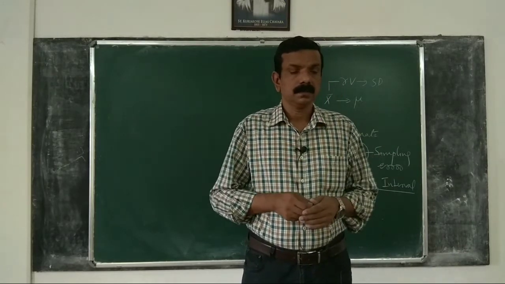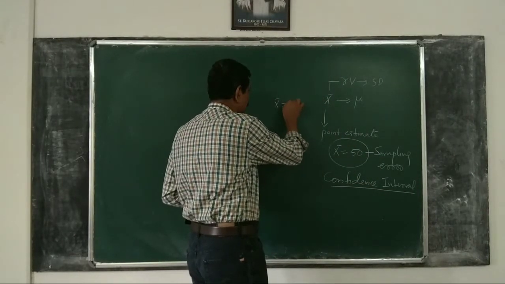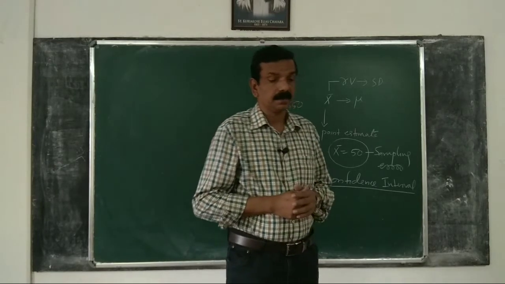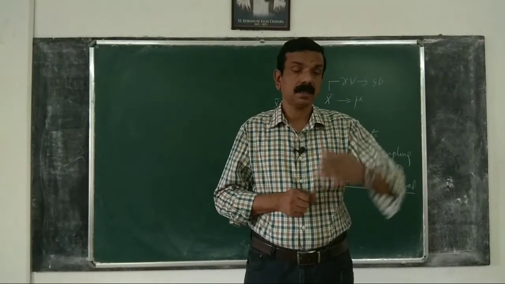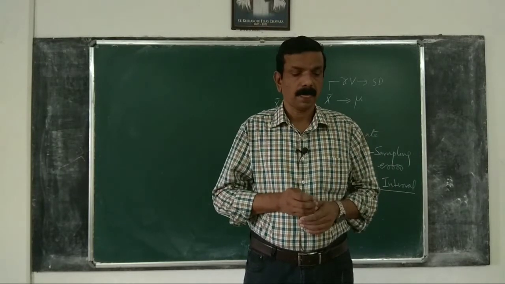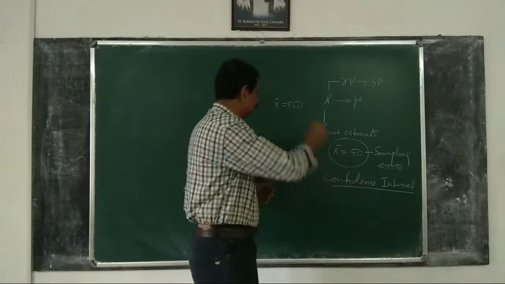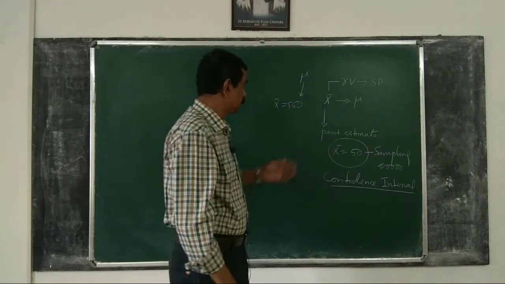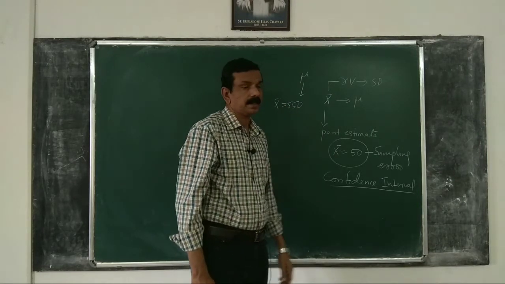As an example, if you say that the sample mean x bar is, say, 550, it is a point estimate of the unknown parameter mu. But this will not give us how close mu is to the estimate 550. How close the parameter mu is to the estimate x bar equal to 550.